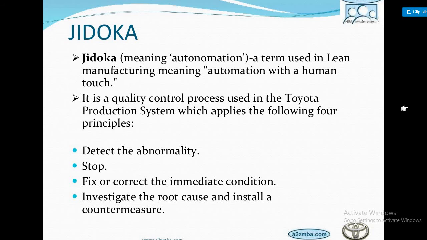It is a quality control process used in the Toyota Production System which applies the following four principles. What are these four principles? The first principle is to detect the abnormality. Whatever abnormality is present in the organization, we need to detect it with the help of Jidoka. Then we need to stop it, and fix or correct the immediate condition. Whatever the abnormality is, we need to fix or correct it. Then investigate the root cause and install countermeasures. These are the Jidoka principles.